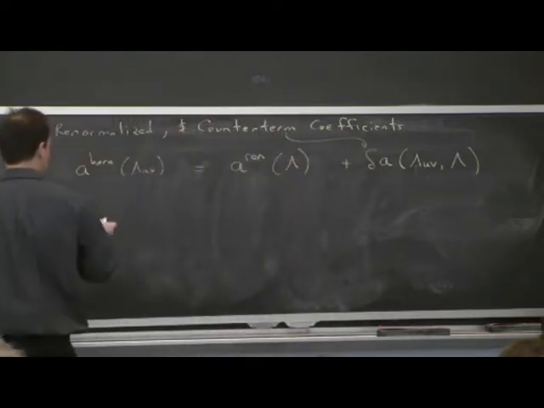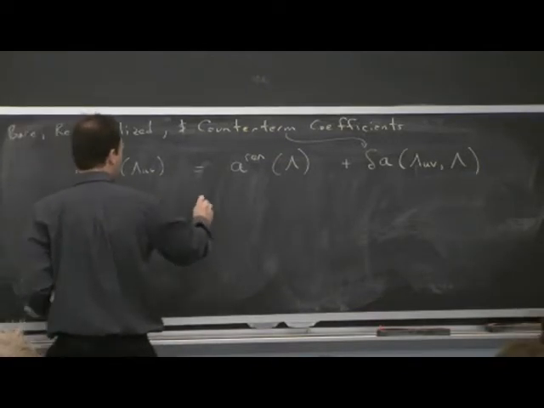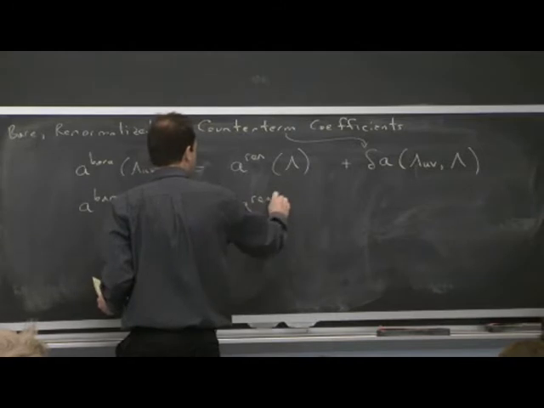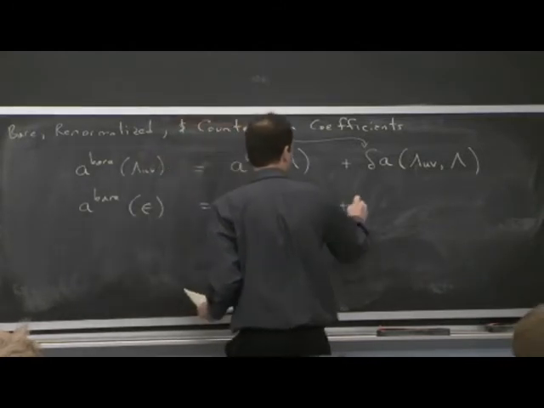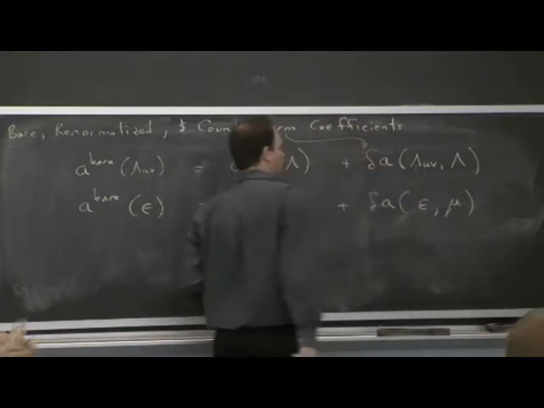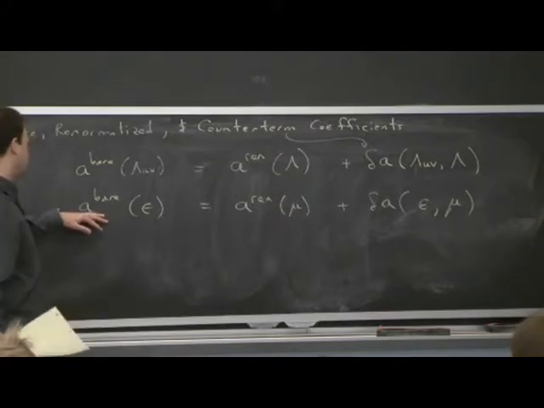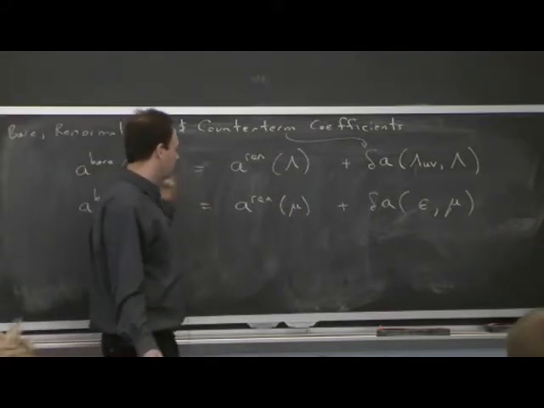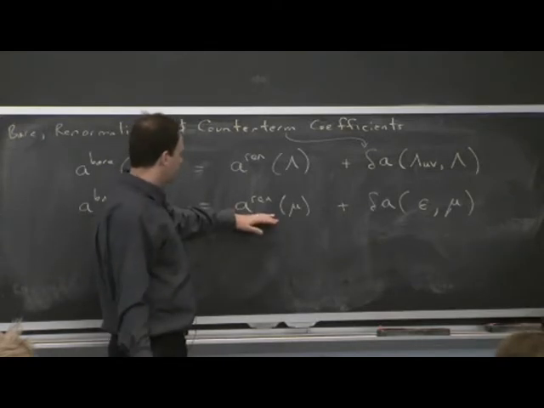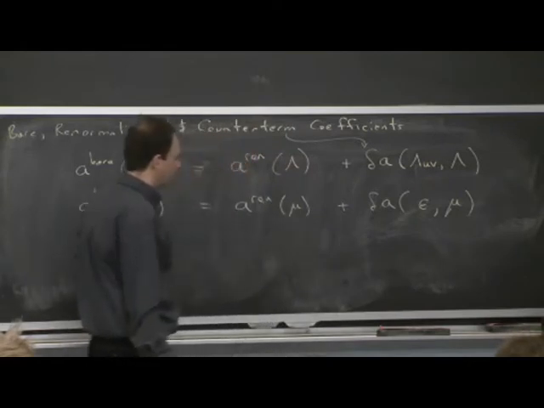If you wrote it down in dimensional regularization, it would look like this. Same idea, different names for the parameters. OK, so in dimensional regularization, epsilon is the ultraviolet regulator, shows up in the bare coefficients. The renormalized ones don't depend on epsilon anymore, and these are your 1 over epsilon poles.